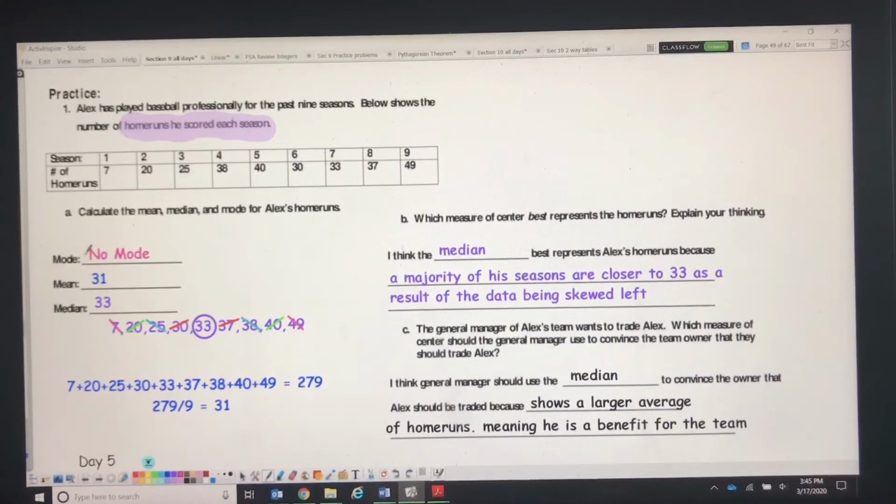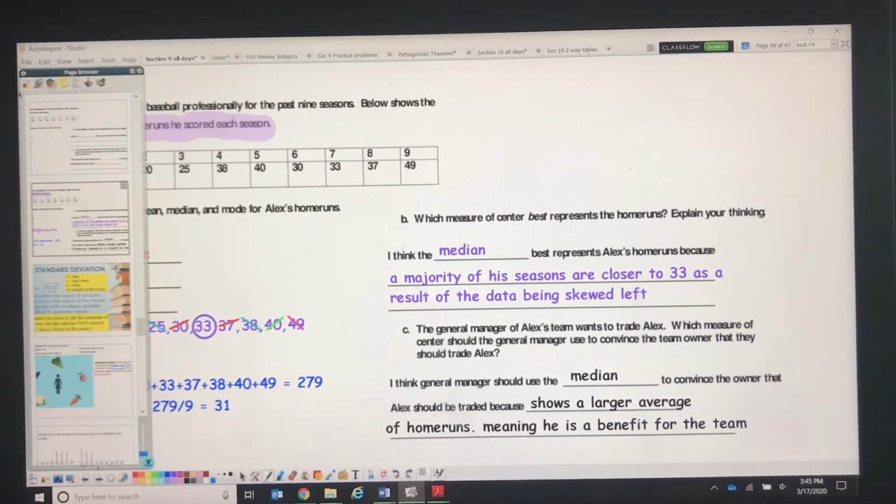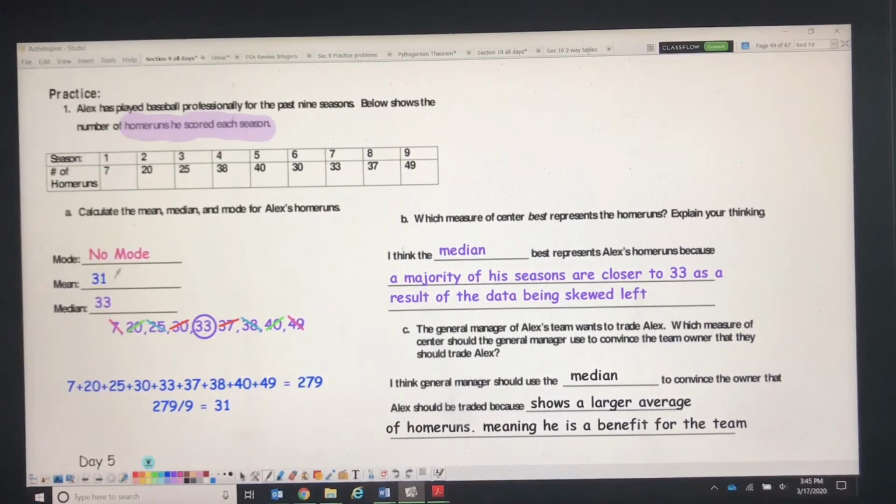Next, we have to calculate the mean. Sorry, let me get rid of this. Our mean is calculated by adding all of our data points to find the sum of 279. There were 9 total seasons, so we divide 279 by 9 to get a mean of 31.